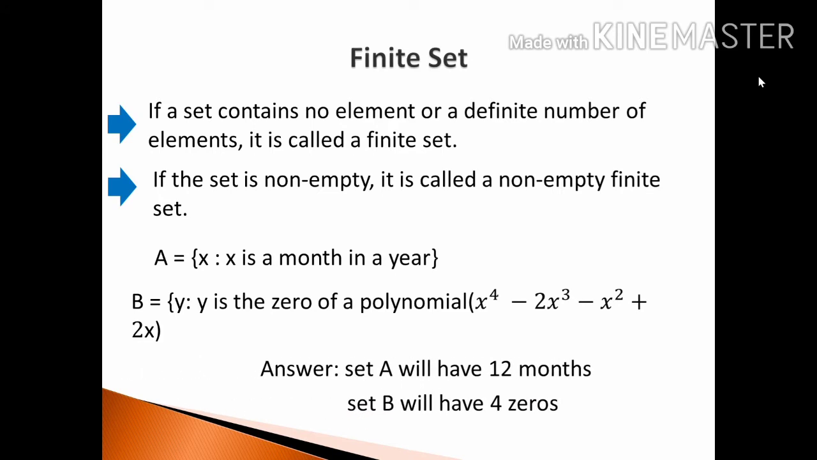On set A, we don't have any problem since we know in a year there are 12 months, starting from January, February to December. But on the second set, we need to recall our topics about algebra. And I have prepared a slide to explain how we are able to get the 4 zeros.